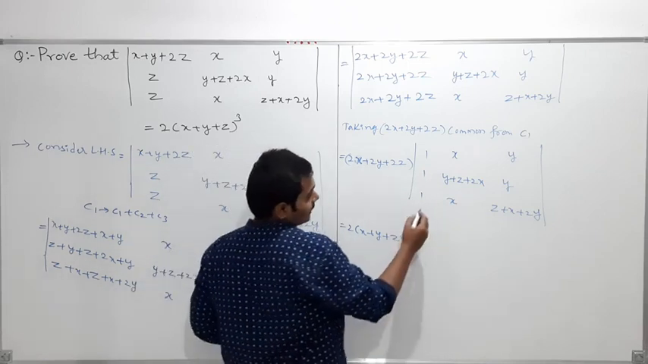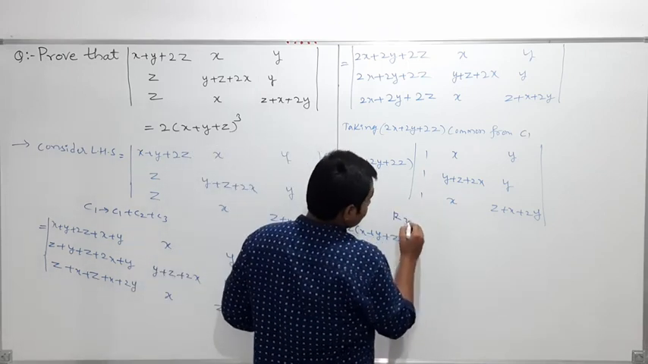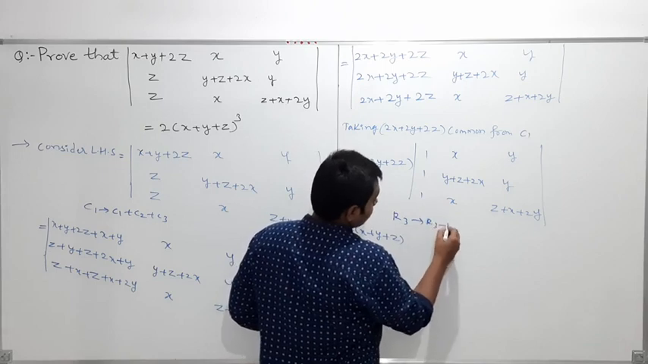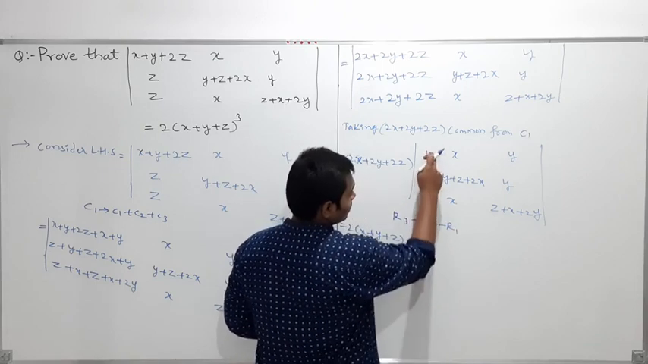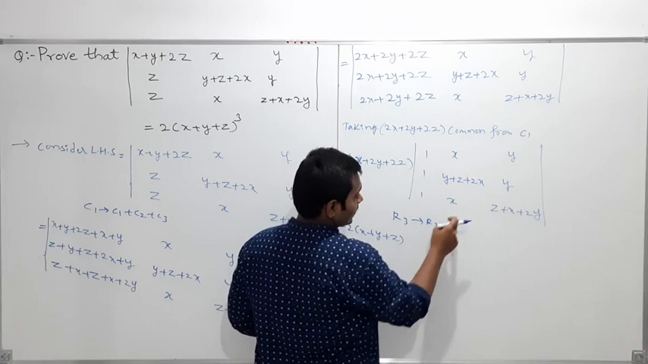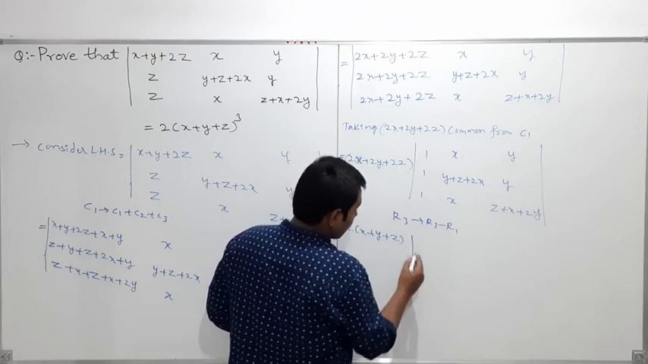So for that reason, R3 changes to R3 minus R1, because 1 minus 1 you will get 0, x minus x also you will get 0. So therefore I applied this result.